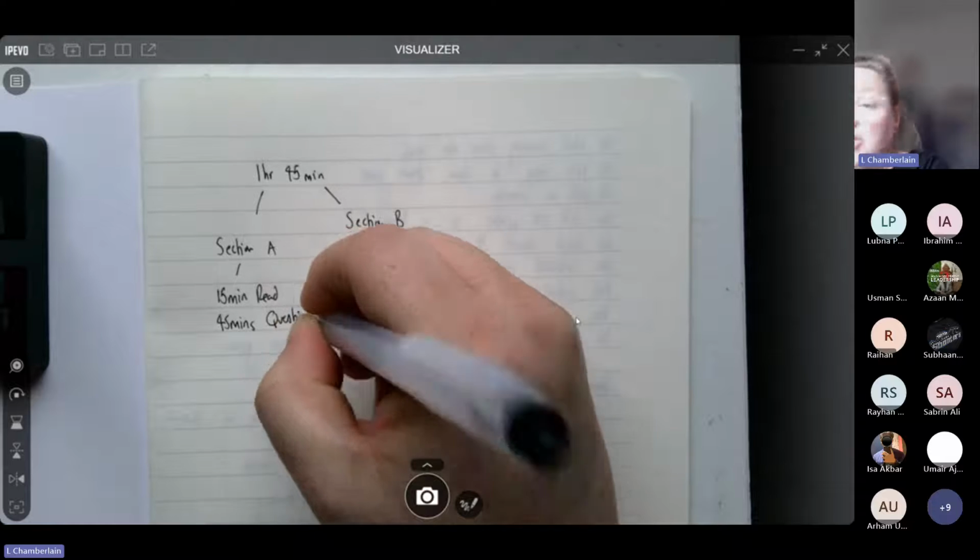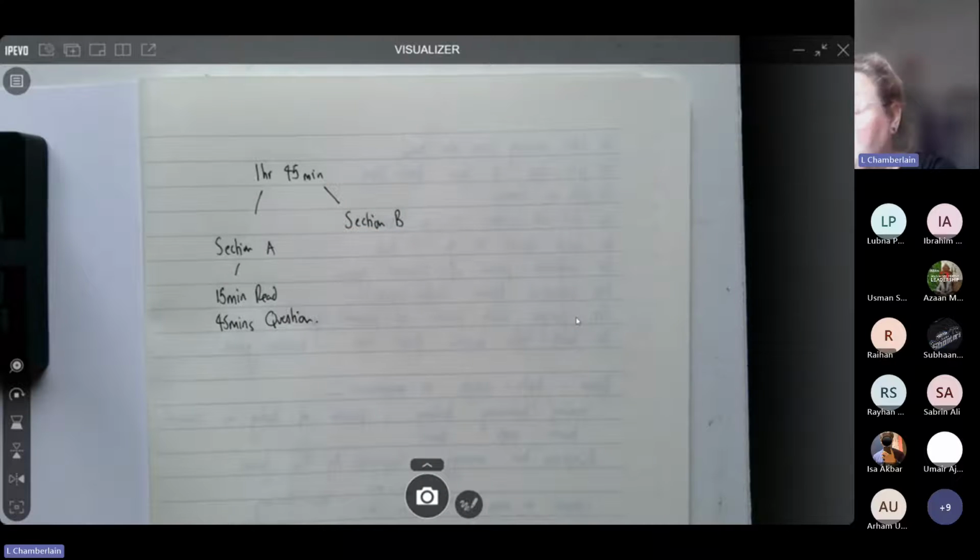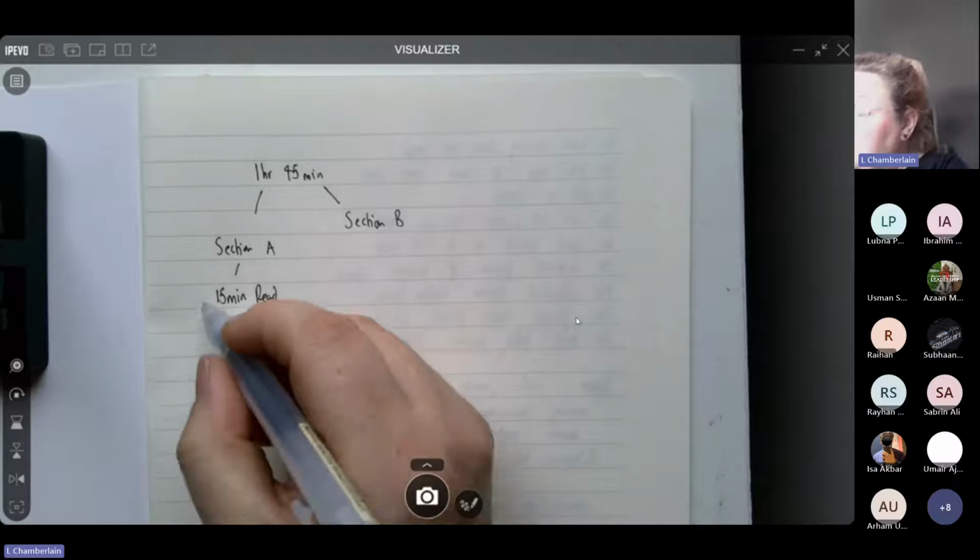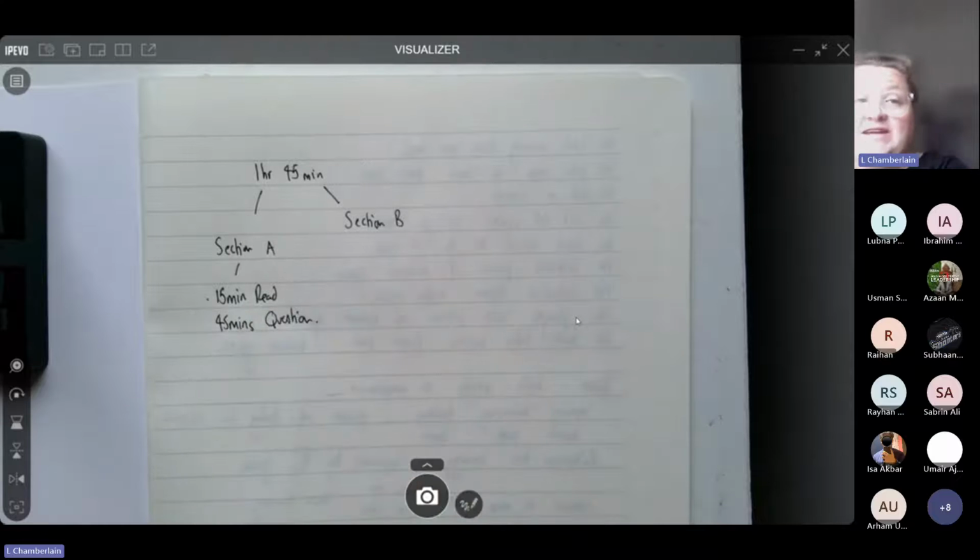Now, it may not take you the full 15 minutes to read, and so any time that you're able to save in the reading section will be really helpful, as it will allow you to use that time for the other questions. So let's think about this paper in itself.